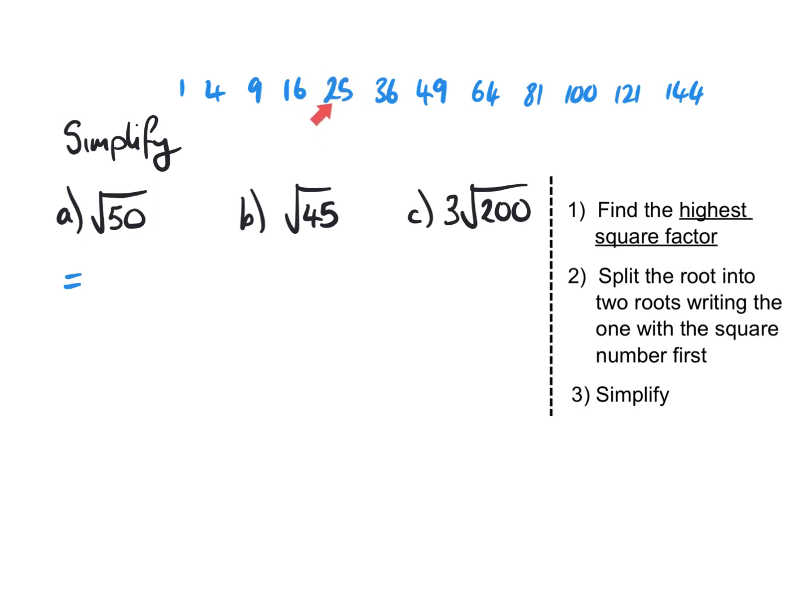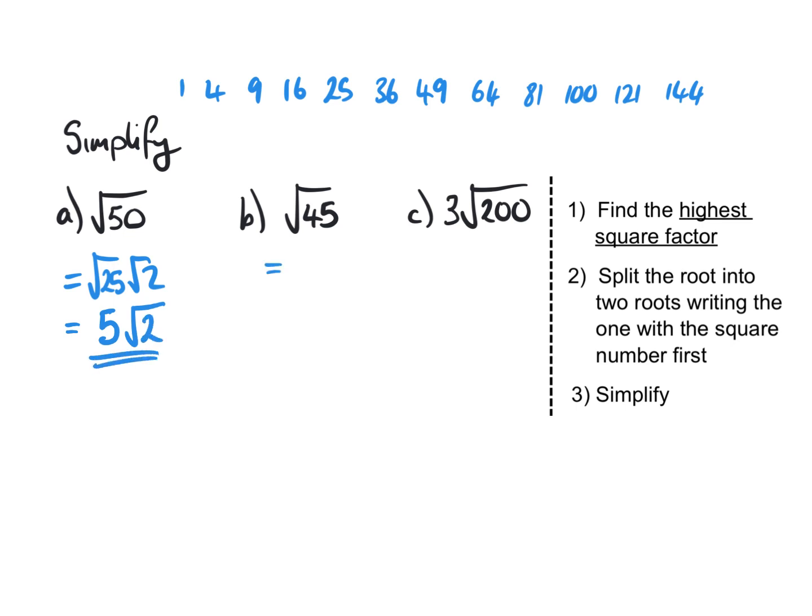Okay, so 25 times 2 is 50, so the root 50 can be split into 25 times 2, so root 25, root 2. And again, you'll note I'm putting the square number at the front because I can actually find the square root of 25. So the square root of 25 is just 5, and the root 2 part we can't do, so it stays as root 2, and that's then in its simplest form.